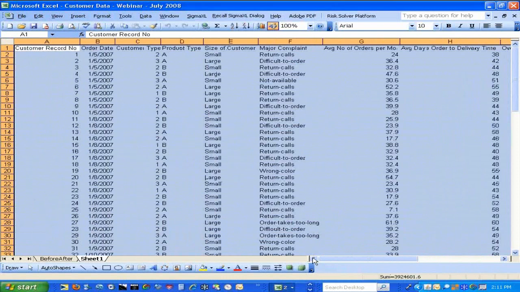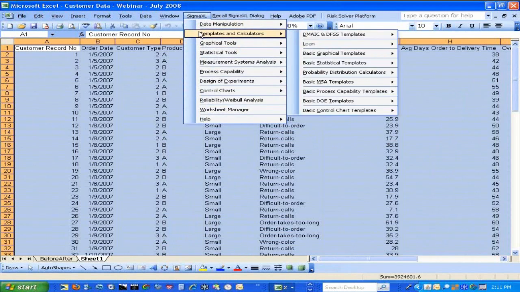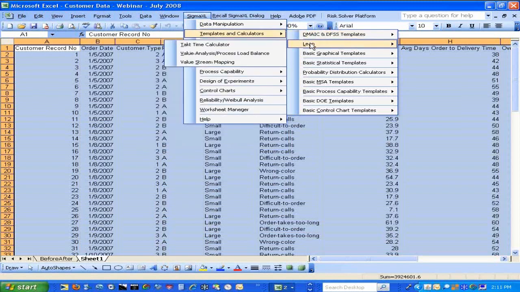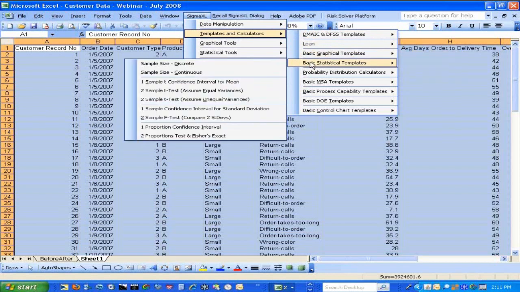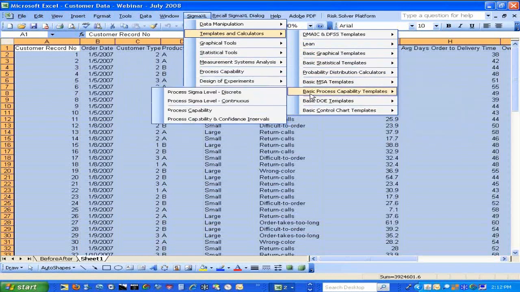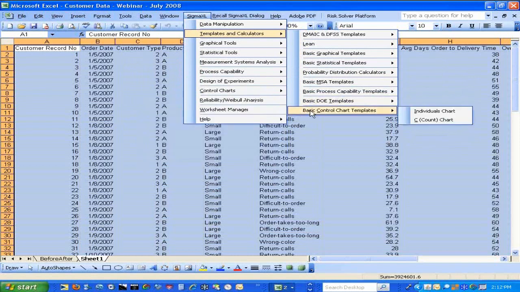I am working with the most current version of SigmaXL, version 6, and so just a quick overview of some of the new things. For example, in templates and calculators, the templates are all grouped according to functions. So we have the project, DMAIC, and DFSS templates. We're not going to cover these in this particular introduction, but just to highlight, there are lean tools such as the takt time calculator, value stream mapping, basic graphical templates, basic statistical templates, probability distribution calculators, measurement systems analysis, process capability templates, design of experiments, and control charts.